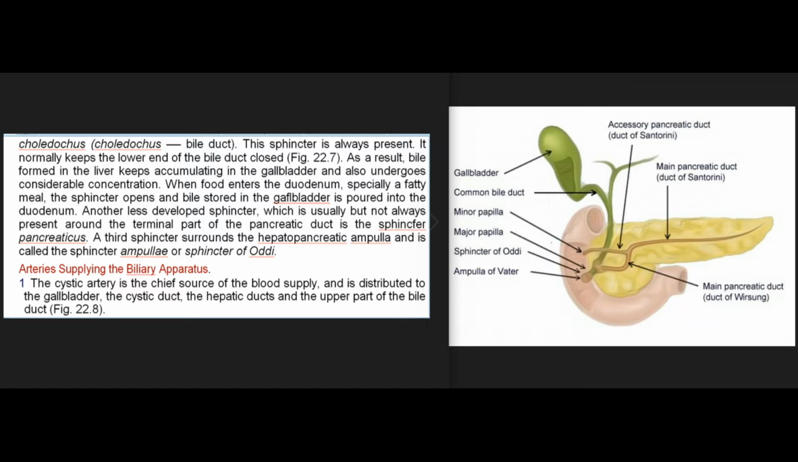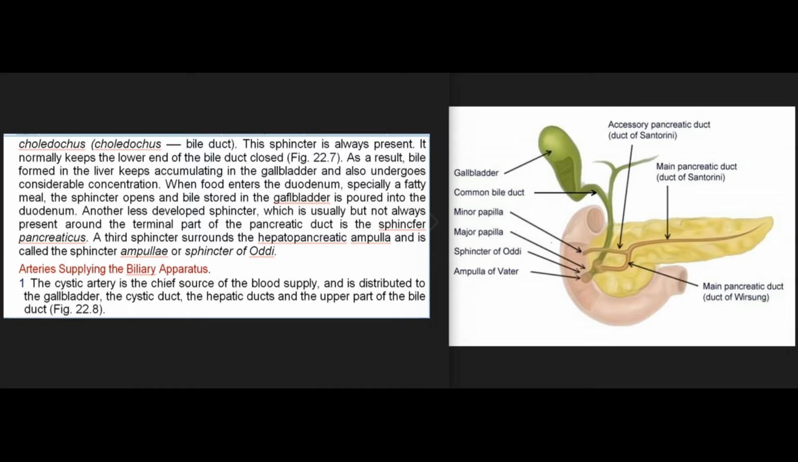When food enters the duodenum, especially a fatty meal, the sphincter opens and bile stored in the gallbladder is poured into the duodenum. Another less developed sphincter, which is usually but not always present around the terminal part of the pancreatic duct, is the sphincter pancreaticus. A third sphincter surrounds the hepatopancreatic ampulla and is called the sphincter ampullae, or sphincter of Oddi.